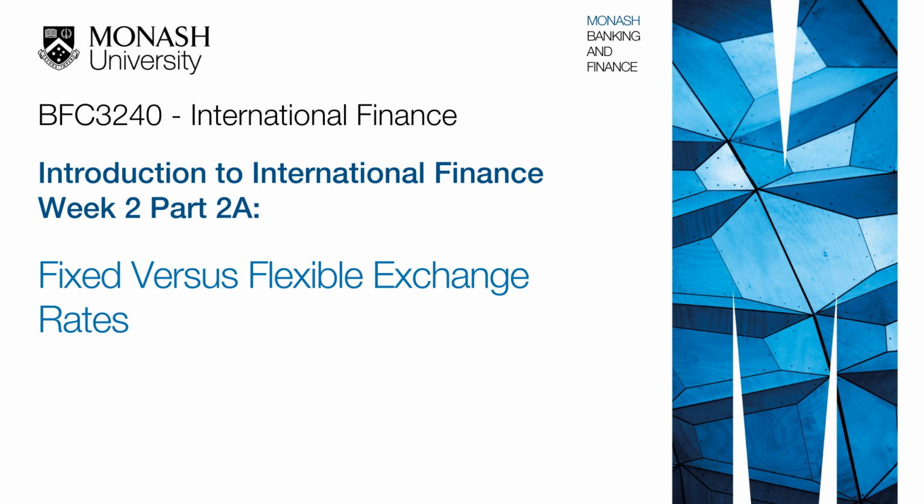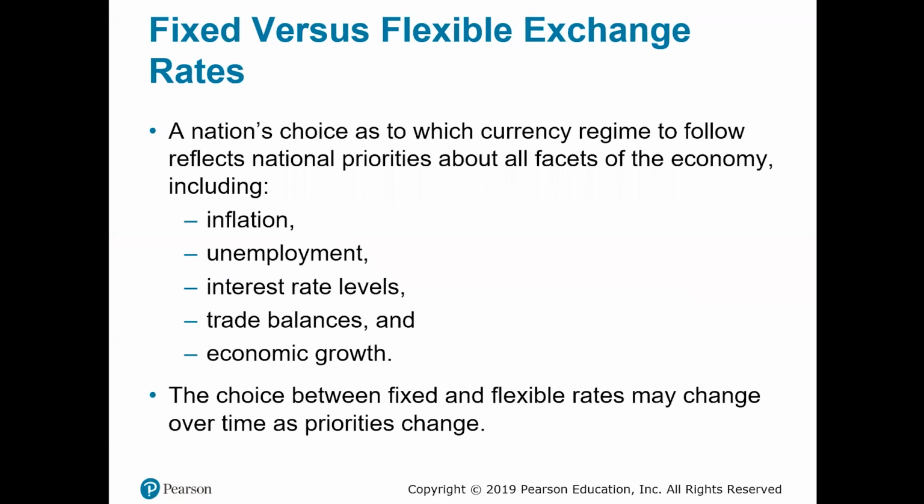So the question is, why does a country prefer one particular regime over another? Broadly speaking, this depends on a set of national priorities. Say, for example, inflation, the level of unemployment, interest rate levels, trade balances, which means exports minus imports, and the level of economic growth. A classic example is Zimbabwe.